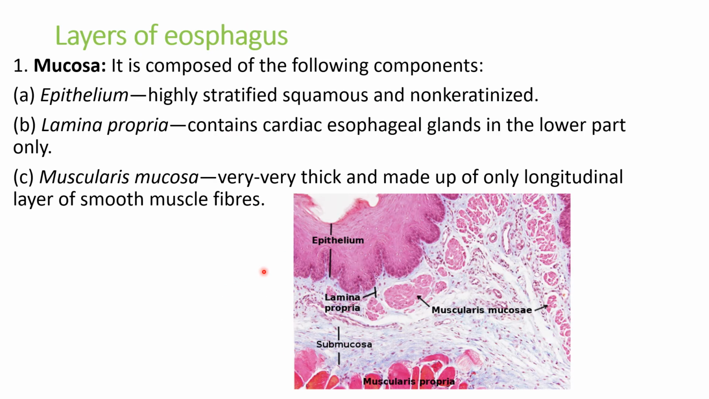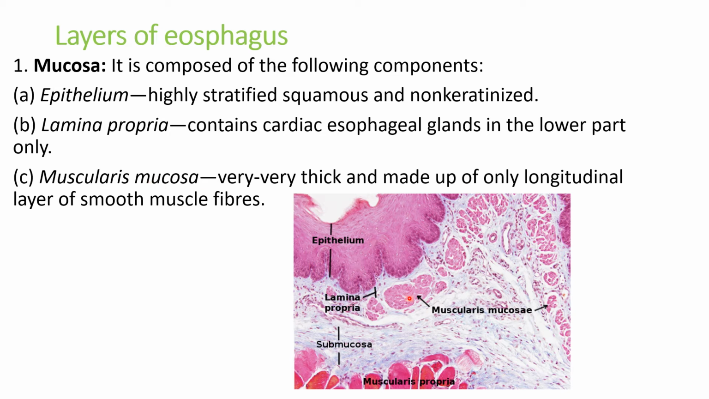So the layers of the esophagus, as we've talked about, are the same as all layers of the GIT: mucosa, submucosa, muscularis, and serosa or adventitia. The first layer we are going to look at is the mucosa, and it's composed of three components: the epithelium, lamina propria, and muscularis mucosa. Don't forget, when you see muscularis mucosa, you are in the GIT.